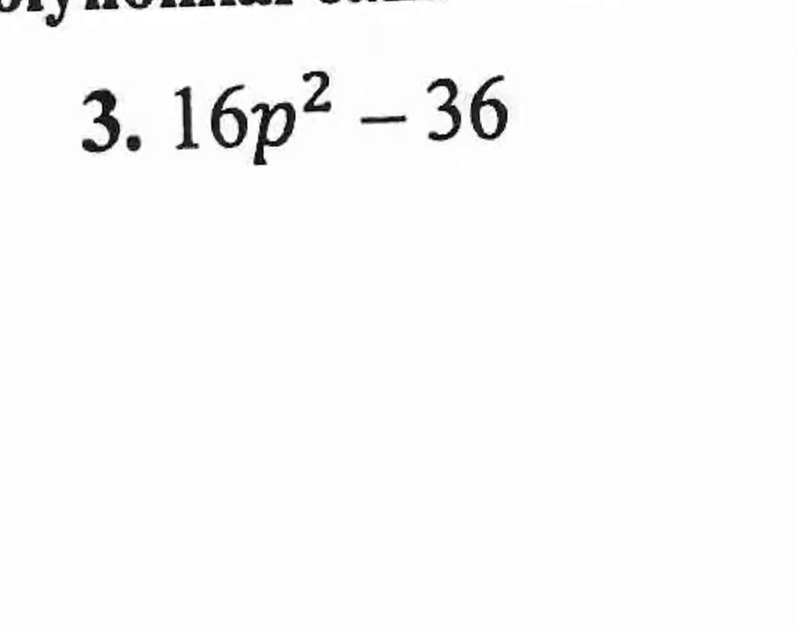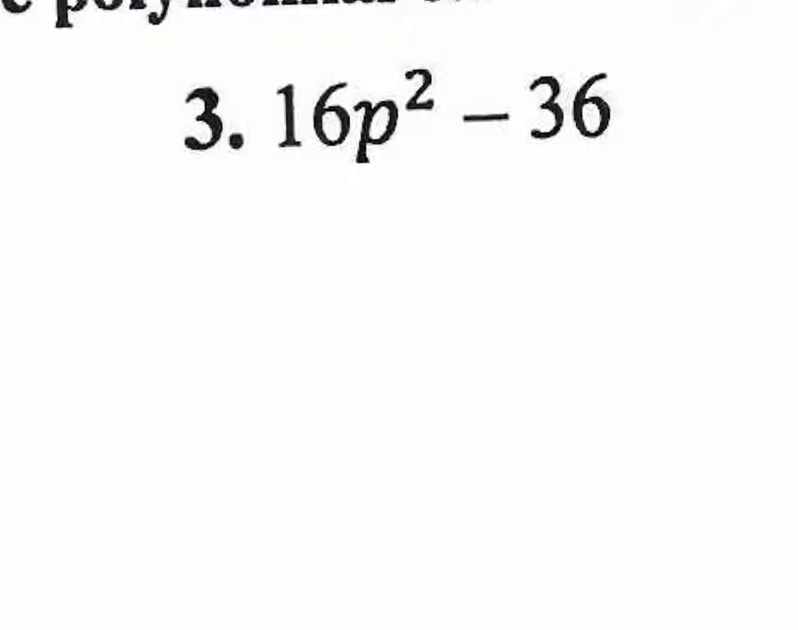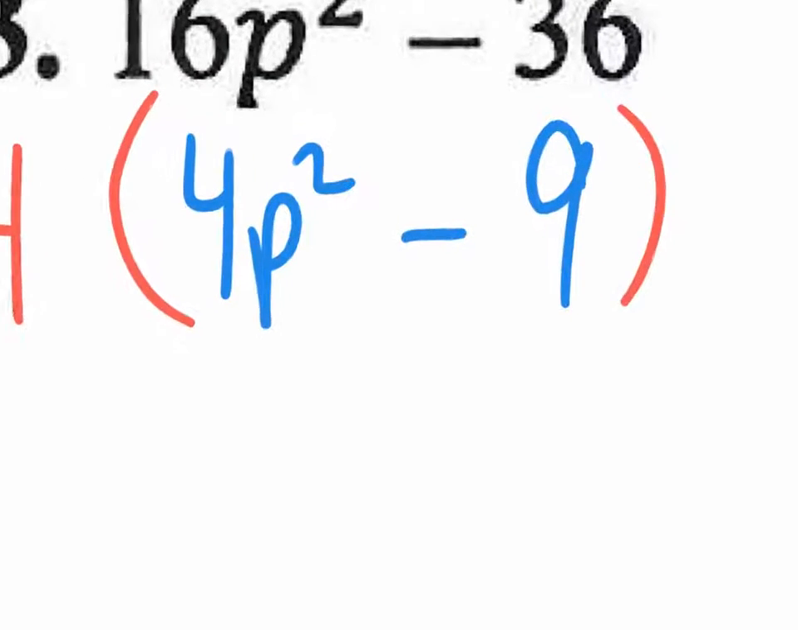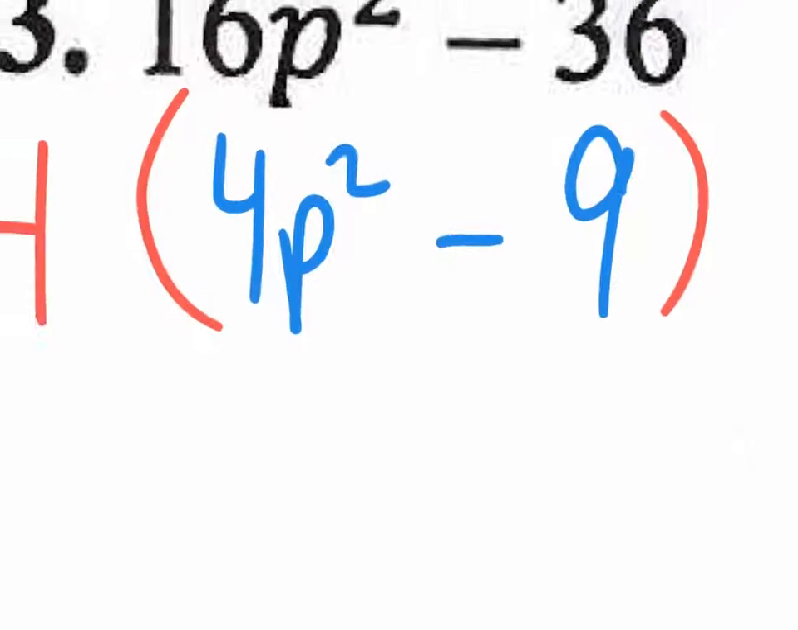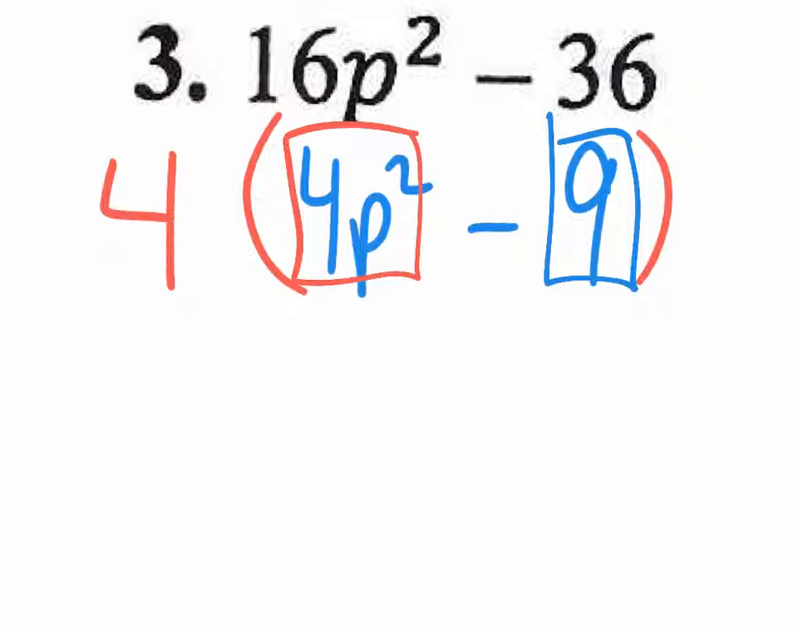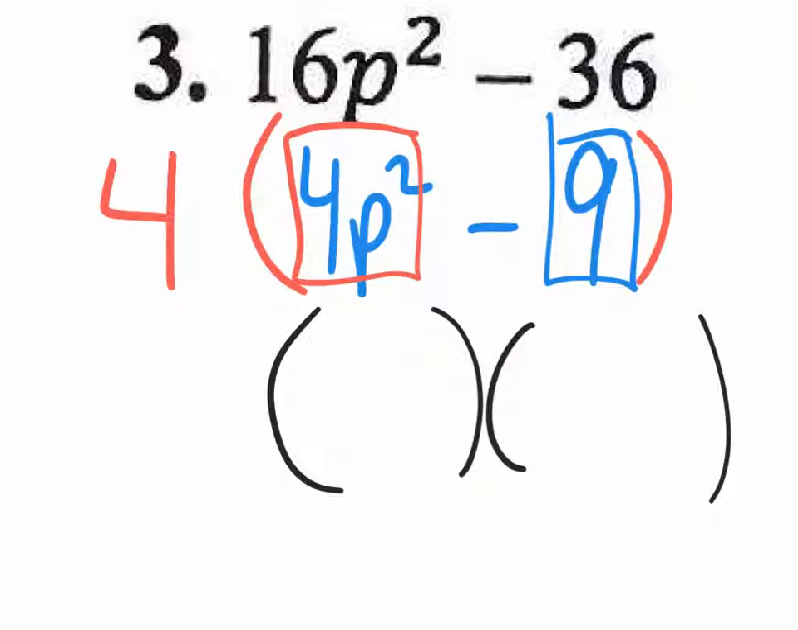Let's take a look at number 3. So do I have a difference of two squares? Yes or no? What should I do first, even before difference of two squares? GCF. Always do a GCF. Is there a GCF we could pull out? 4. If I pull out a 4, what would I have left on the inside? 4p squared minus 9. So now, if we look at the inside, we actually have the difference of two squares. Because I have a perfect square term here, and because I have a perfect square term here, I could set up my difference of two squares factoring method.